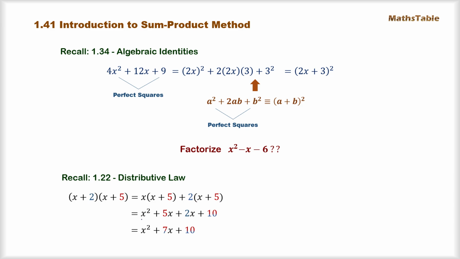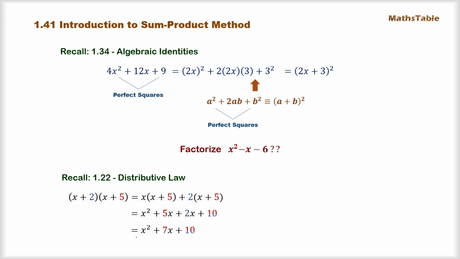Then we used to get the form x squared plus 5x plus 2x plus 10, and in the final step we combine the like terms, 5x plus 2x, and hence we get the final expanded expression x squared plus 7x plus 10. So this was how expansion was done.